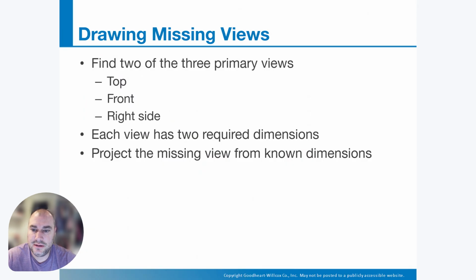When you're drawing missing views, you want to find two of the three primary views: top, front, right side. Each view has two required dimensions, and then you project the missing view from known dimensions. We're going to go into an exercise where we do that. We draw the missing view from two of these views.